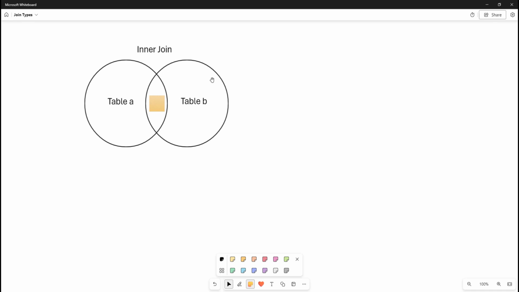Let's say the record existed in table B but not in table A, then that would cover this area here and those wouldn't be brought back. And also if the record existed in table A but not in B, then that would be this area here and those records would also not be brought back. It has to exist in both tables, and that's this inner section here, and therefore it's called an inner join.